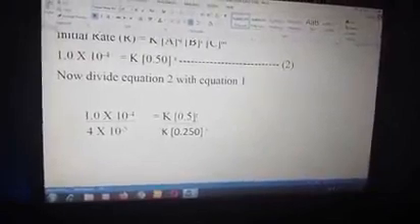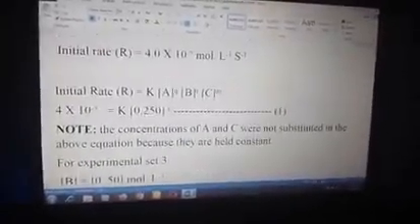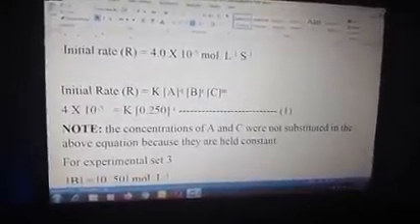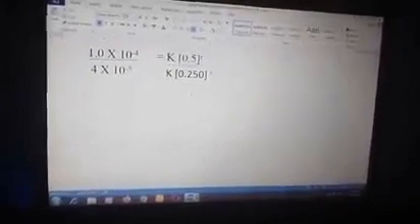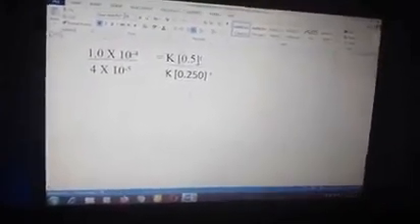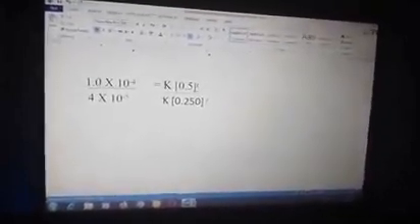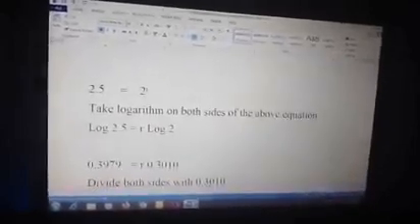You have equation 2 at the numerator. That is 1.0 × 10^-4 equals K bracket 0.5 raised to power R, and equation 1 is 4 × 10^-5 equals K bracket 0.25 raised to power R. If you divide the two equations, 1.0 × 10^-4 all over 4 × 10^-5 will give us 2.5, and then 0.5 divided by 0.25 gives us 2 raised to power R.